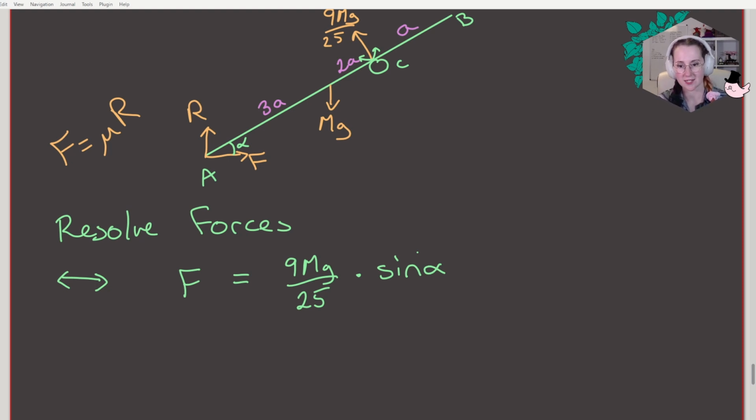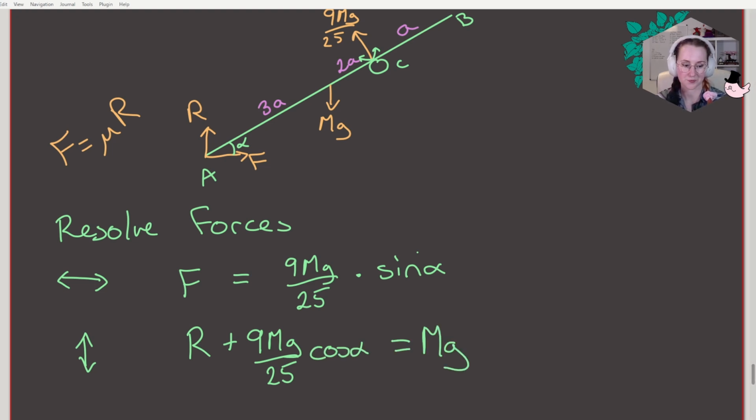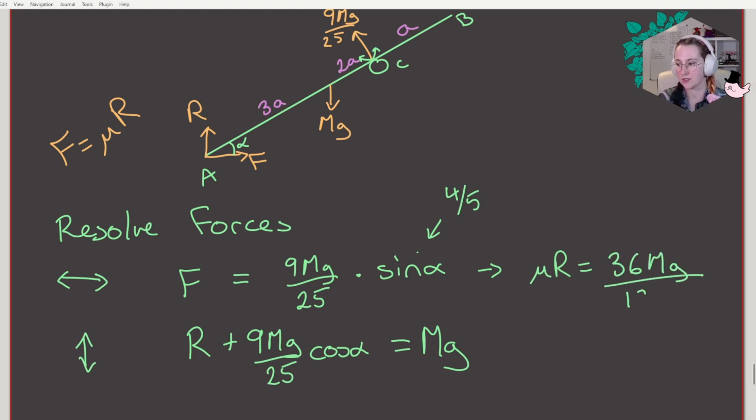That's it. Those are the only forces acting in the horizontal. In the vertical then, we have our reaction force at A. We also have, going upwards, the positive contribution of the 9 mg over 25 cos alpha. And then in the negative, we have mg. Remembering that F is mu R, I can write this equation as mu R equal to, and sine of alpha is 4/5. So mu R is equal to 9 times 4, which is 36 mg, over 25 times 5, which is 125.